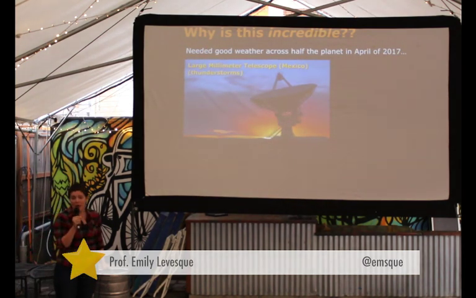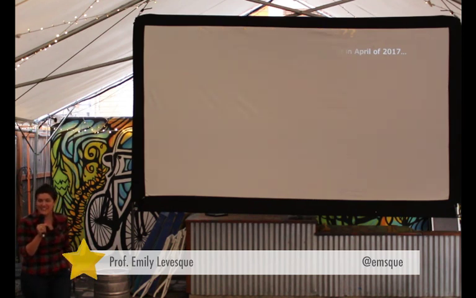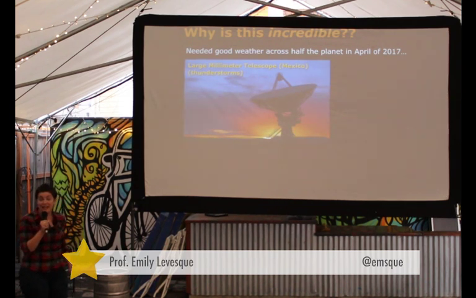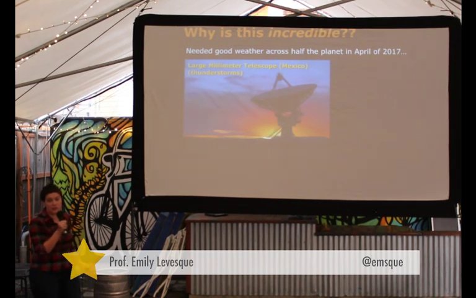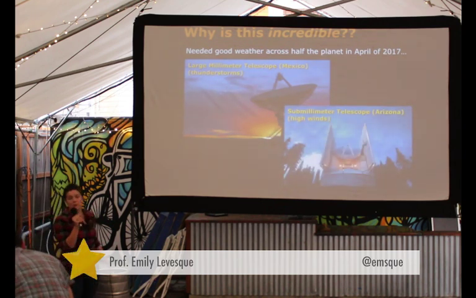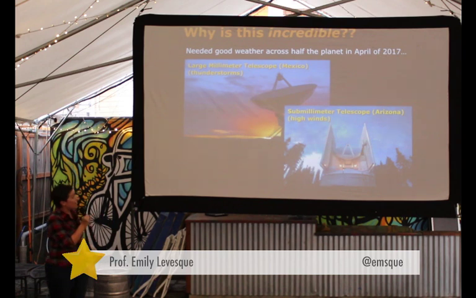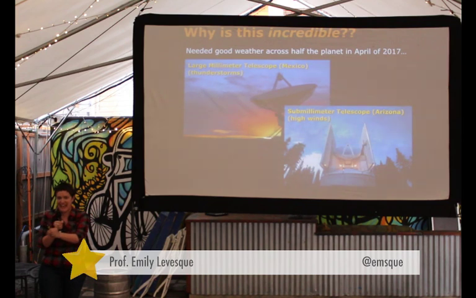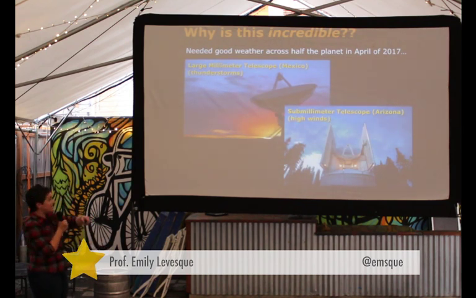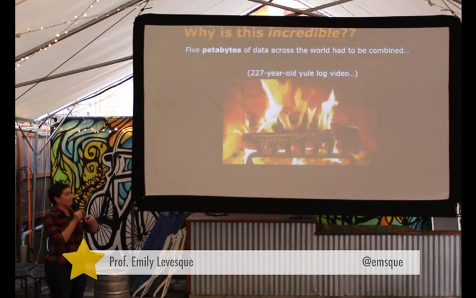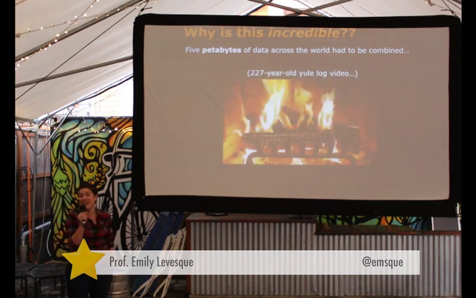We also needed good weather across half of the planet at the same time. So in April of 2017, these observations started, and they actually had to pause for a few days because there were thunderstorms at the Large Millimeter Telescope in Mexico. There were problems with the Submillimeter Telescope in Arizona because of high winds. So collectively, we had to wait until conditions were perfect at these 8 very disparate locations before we could get data. And then finally, we had 5 petabytes of data when these observations were done. So for context, that's a 227-year-long video.